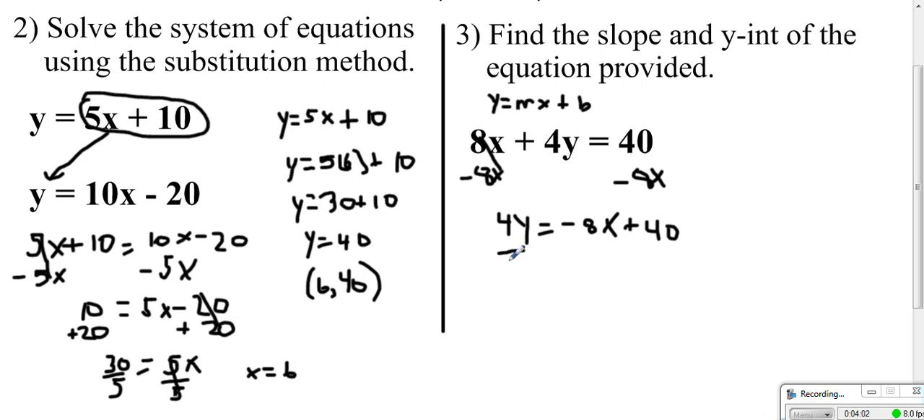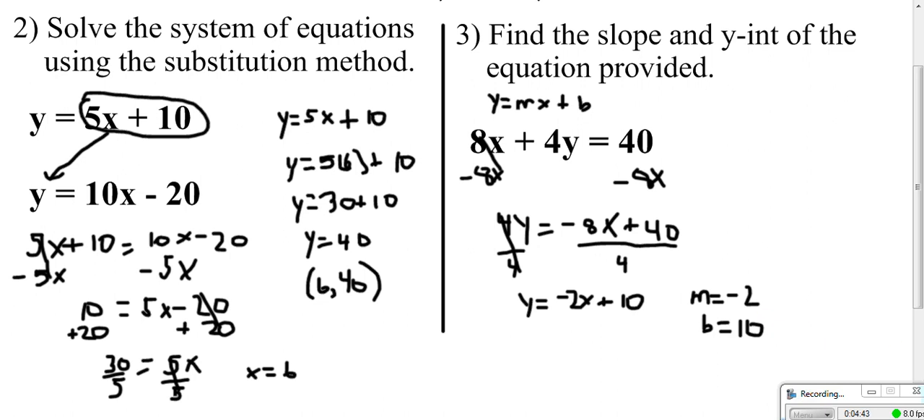Divide by 4 on both sides to get the y alone, and after that, you'll be able to get the slope and the y-intercept because you solved for y. Now, negative 8 divided by 4 is negative 2. And there you just bring down that x, and 40 divided by 4 is 10. And now you have your equation of the line. It's y equals mx plus b. And the slope is negative 2. And the y-intercept is 10.